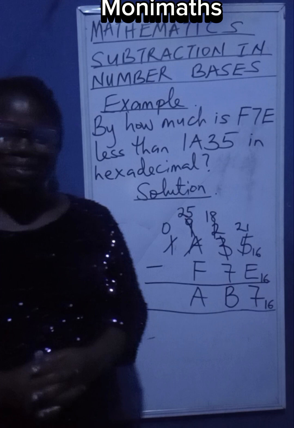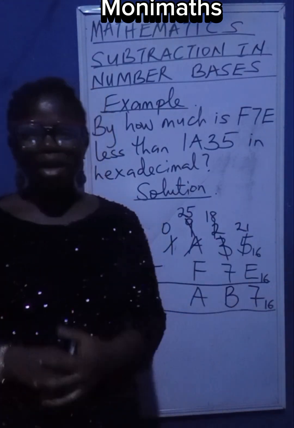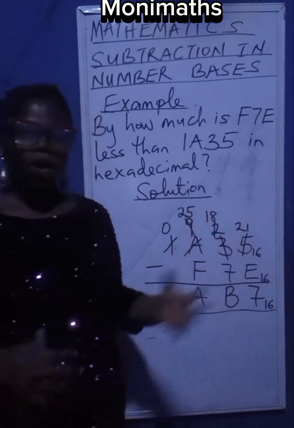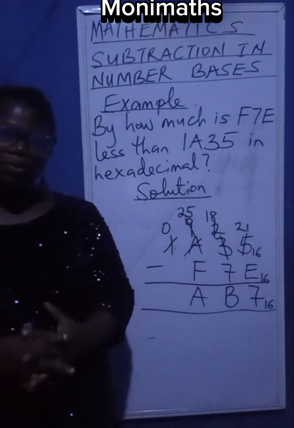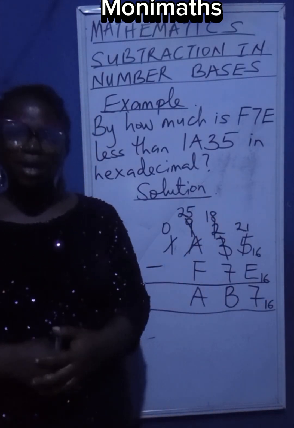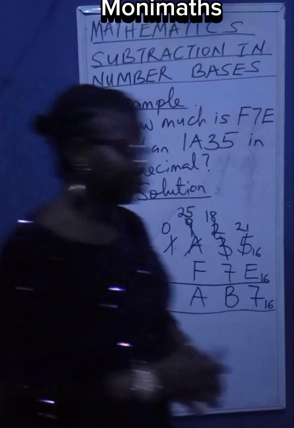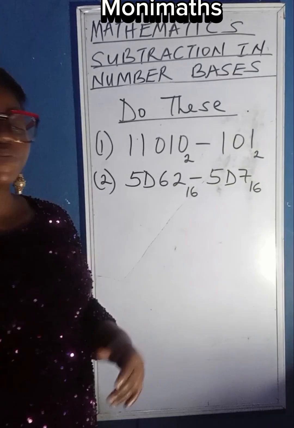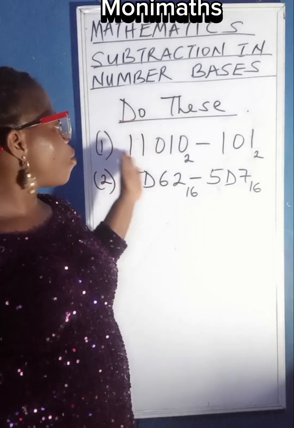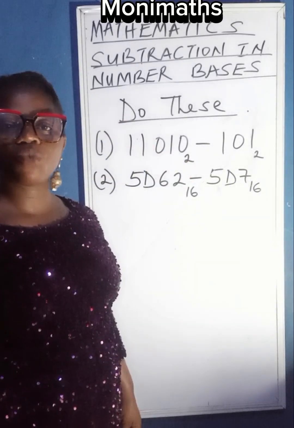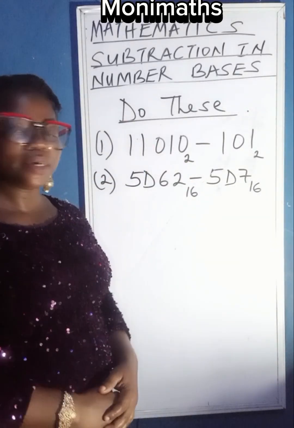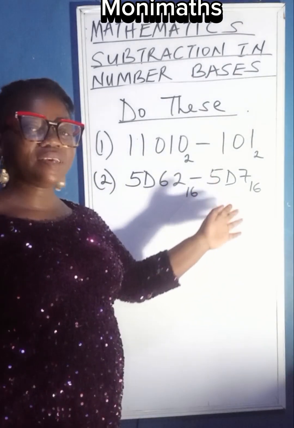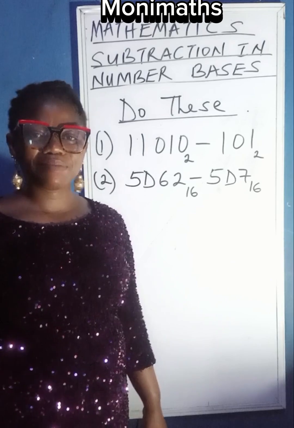I hope you understand this and you also find it interesting. I will leave a couple of questions here so that you can solve and tell me your answer in the comment section. Go ahead and do this. Find the difference between 11010 minus 101 in binary, and 5D62 minus 5D7 in hexadecimal.